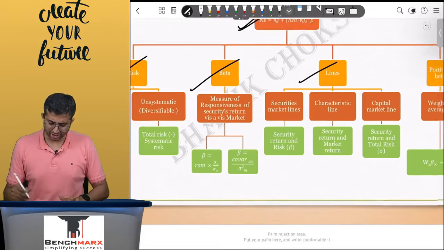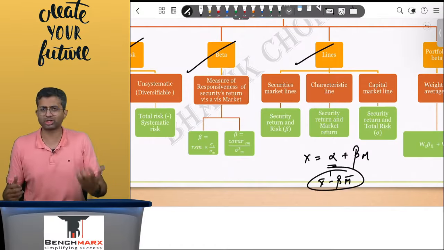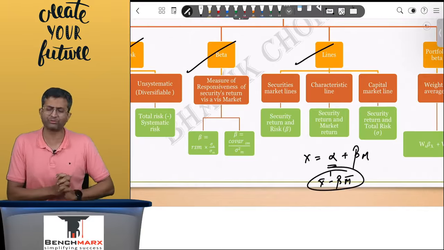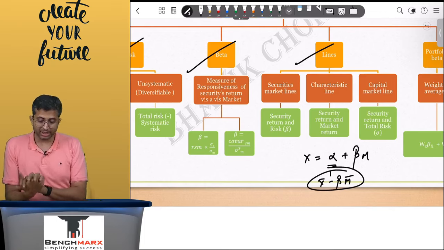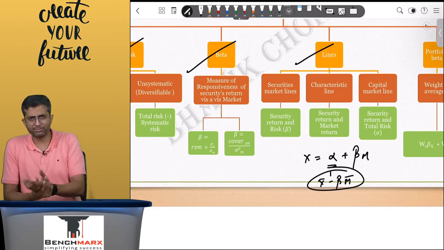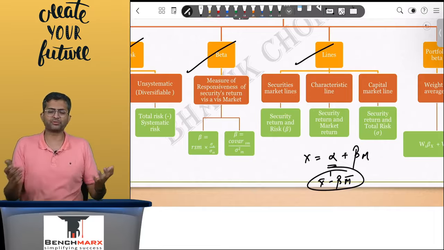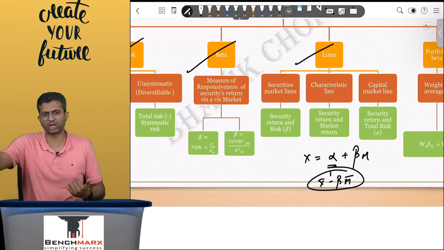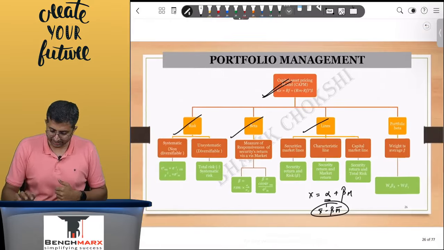Now, how do you calculate the characteristic line? You calculate it as x is equal to alpha plus beta m, where alpha is equal to x bar minus beta m bar. So you are generally not asked to do any graphical plotting. If you have to calculate the characteristic line, you will have to calculate the beta. Then using that beta, you also have to calculate alpha, and whatever alpha and beta you get, you substitute, and that will give you the equation of a line, x is equal to alpha plus beta m. So that is your characteristic line.